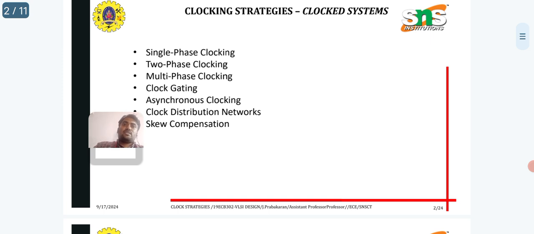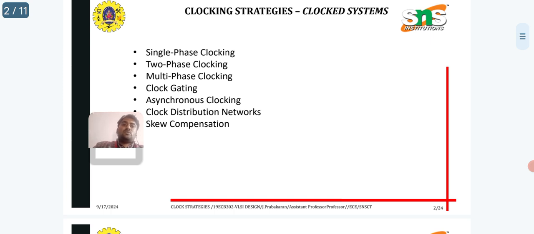Already we have discussed clock gating. Asynchronous clocking means different parts of the system operate on different unsynchronized clocks. And its advantages and disadvantages we have already discussed.